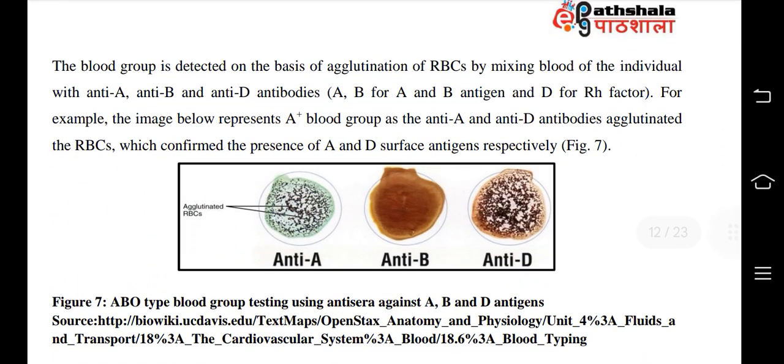The blood group is detected on the basis of agglutination of RBCs by mixing blood of the individual with anti-A, anti-B and anti-D antibodies. A and B are for A and B antigen, and D for Rh factor. For example, the image below shows A positive blood group, as the anti-A and anti-D antibodies agglutinated the RBC, which confirmed the presence of A and D surface antigens respectively. Anti-A agglutinated RBC, anti-B, anti-D.